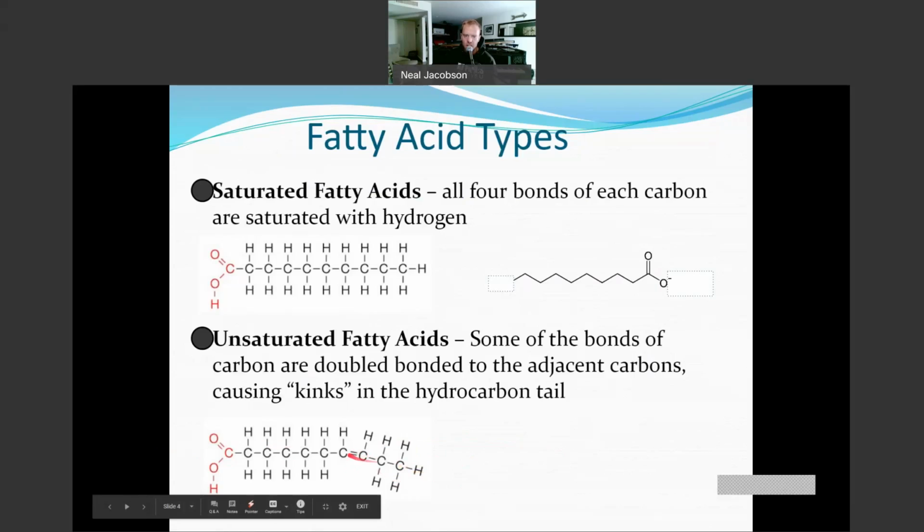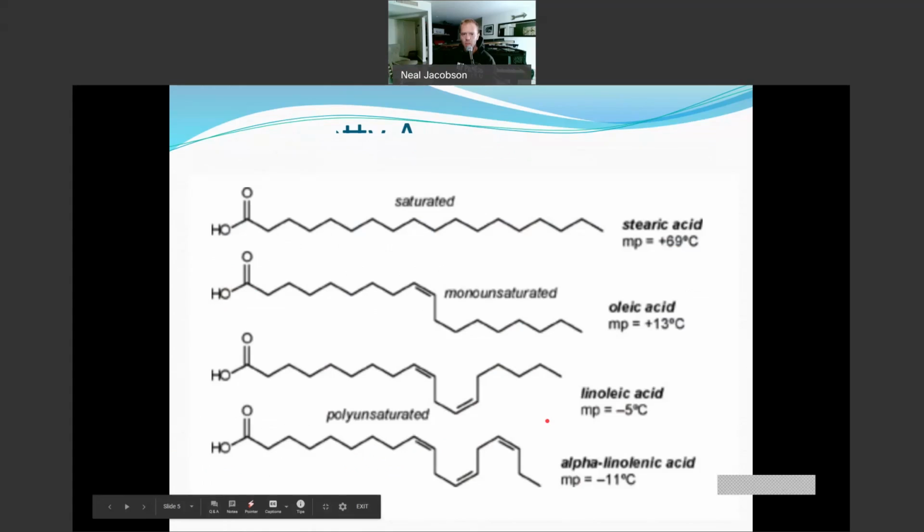So if you've heard people say, oh, you need to take more omega-3s, well, that's what they're talking about. They're saying there's a double bond here between that third and the fourth carbon. Pretty interesting. Moving on. So here's the shorthand method.